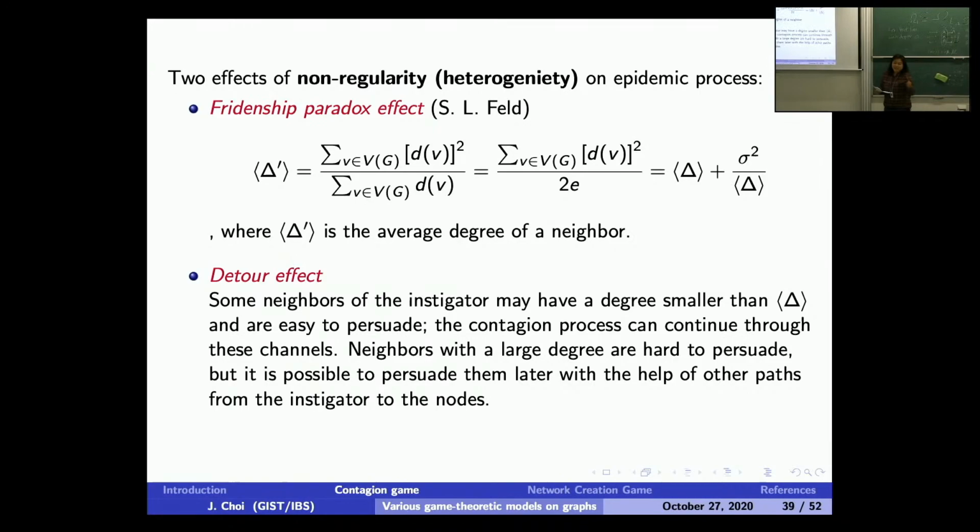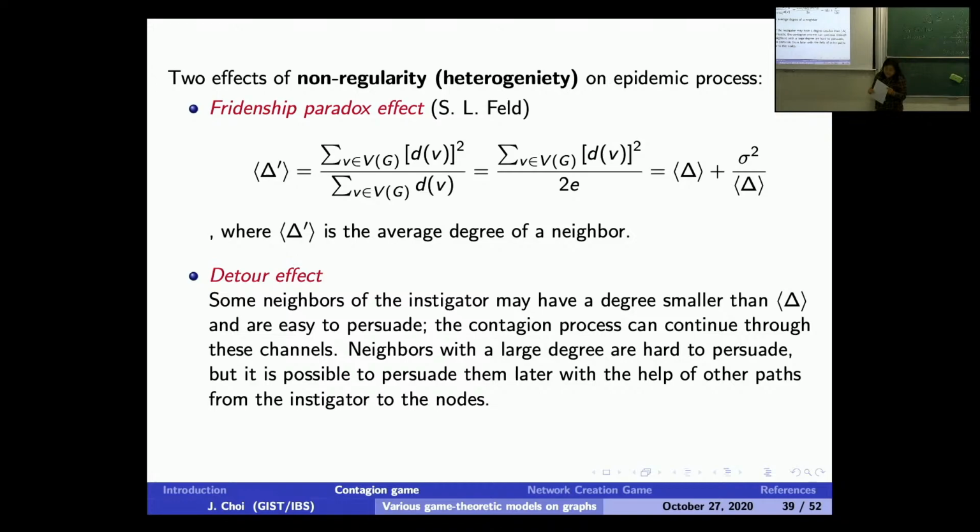So maybe this heterogeneity will play some role, but in what way? So we try to find our plausible explanation. It's not like proof, but a plausible explanation is that maybe in this scale-free network, there would be two things that will affect the epidemic process. One is what is called the friendship paradox effect by Feld.